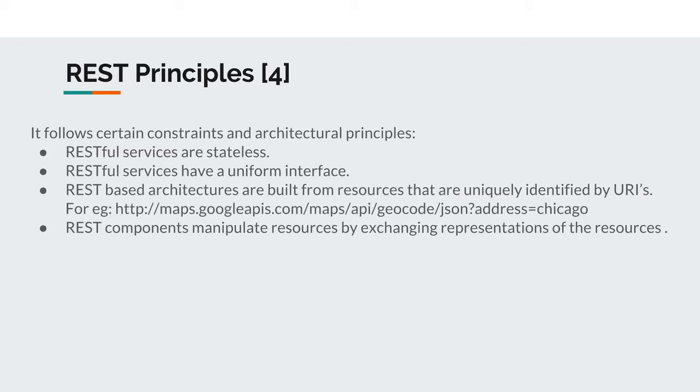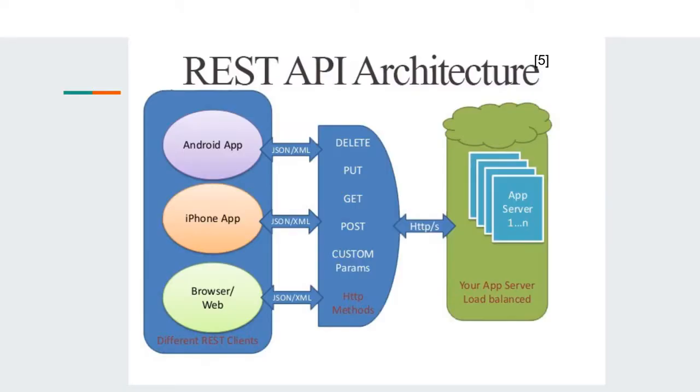Next, REST components manipulate resources by exchanging representations of the resources. That is, you could manipulate the state of any resource using the post method, which is one of the operations of HTTP. Next is the REST API architecture.